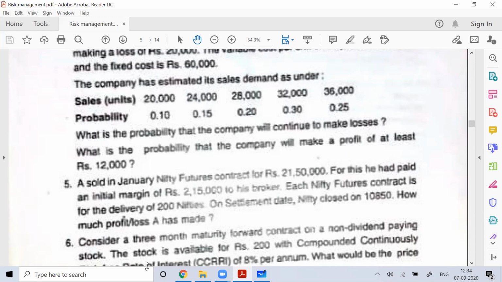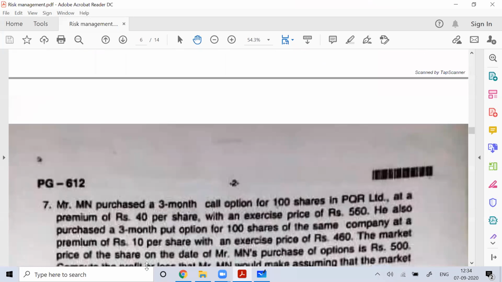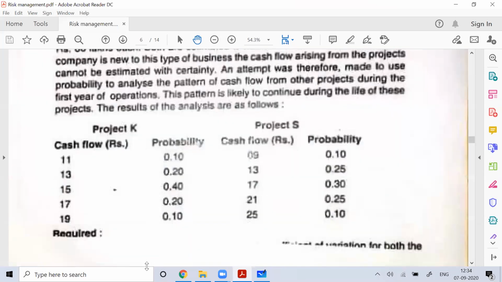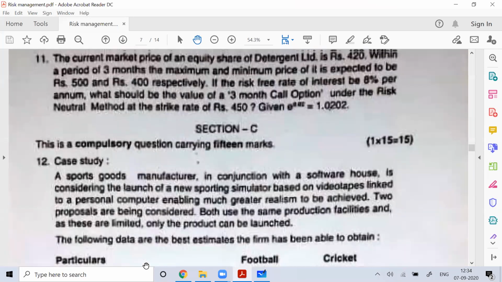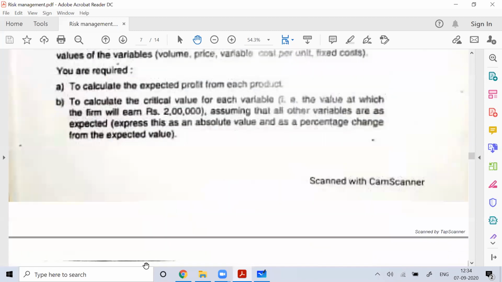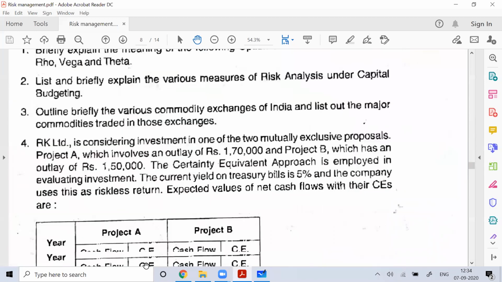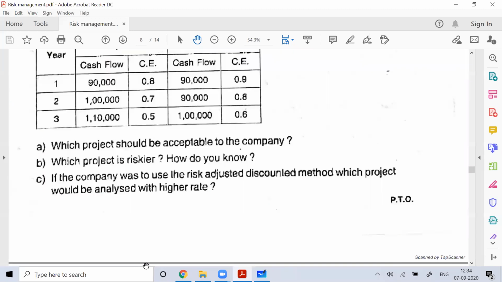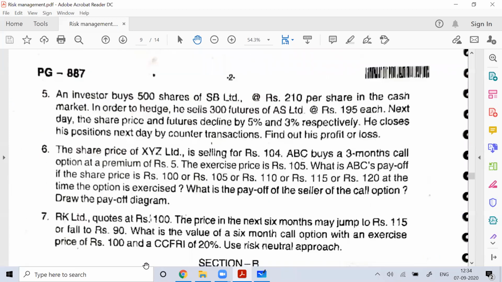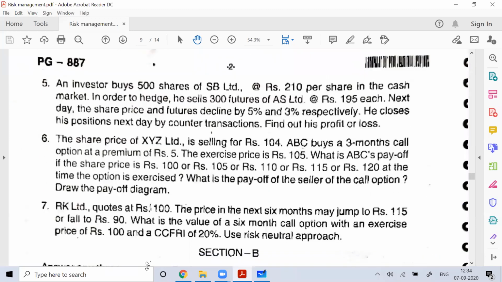So question number 5 has already come in the exam. You can see that. Fine. Any doubt, anyone? Okay.